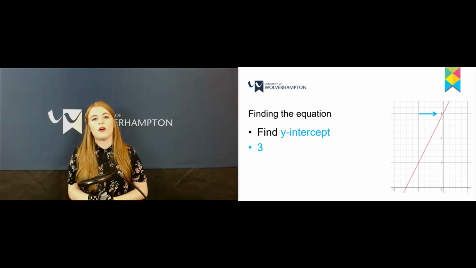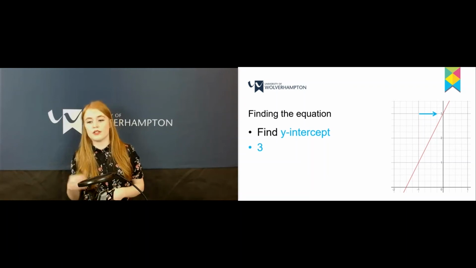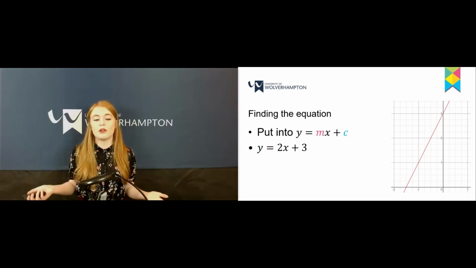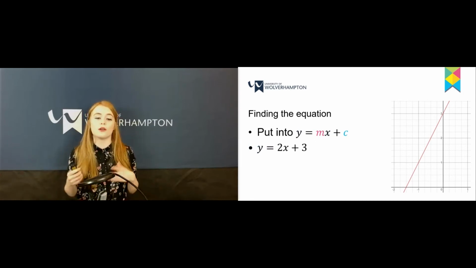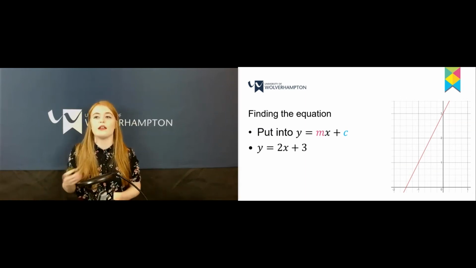And then we need to find the y-intercept. Well, where does this line cross the y-axis? It crosses it at +3, which means that when we put it all into the equation, we get y equals 2x plus 3, because our gradient was 2 and our intercept was 3.